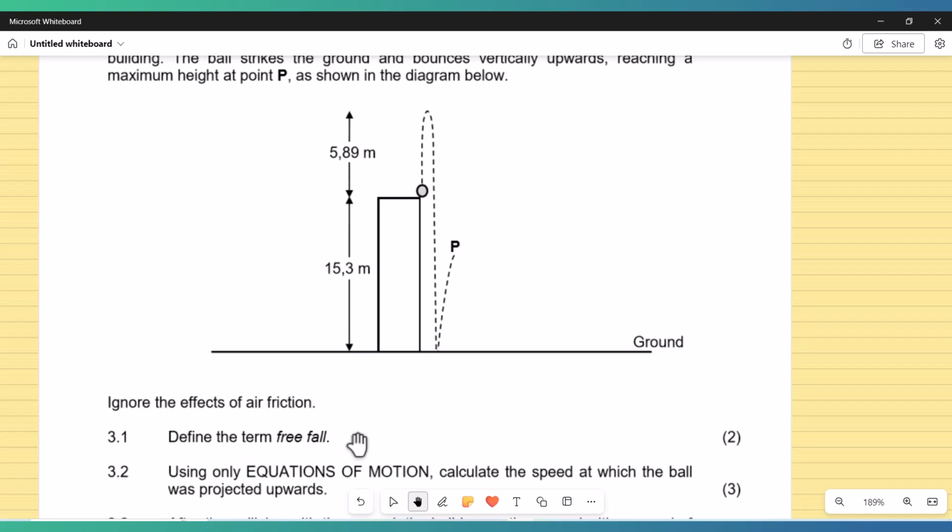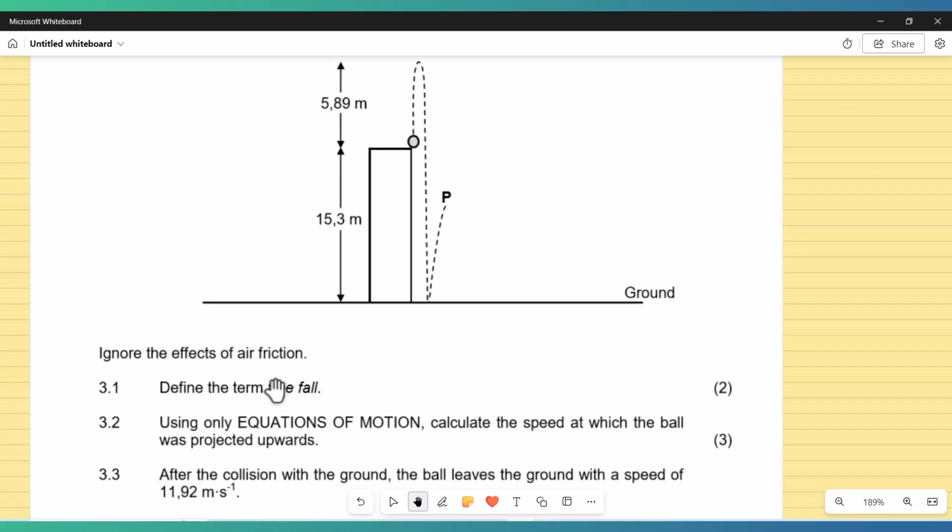Define the term free fall. So what is free fall? Free fall is the motion of a body which is influenced by only the force of gravity. What about a projectile? A projectile is an object given an initial velocity, in motion, which is only influenced by the force of gravity as well.